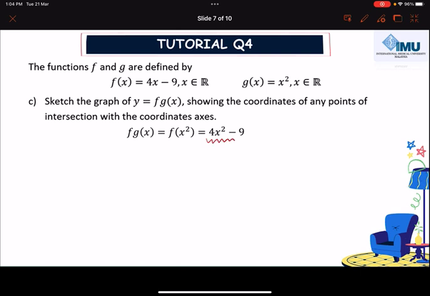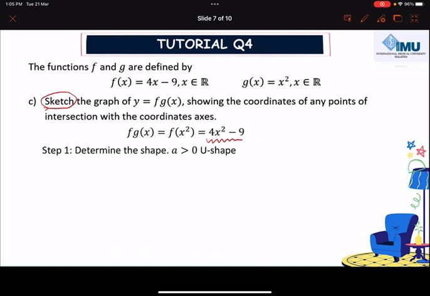Now, what type of function is this? It's a polynomial of degree 2, correct. We also call it a quadratic equation. Now, how to sketch the quadratic equation? You may follow these steps.